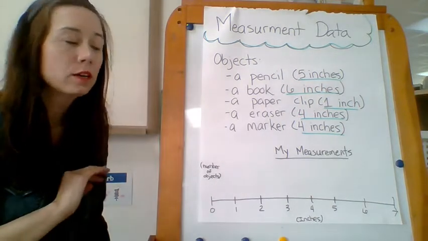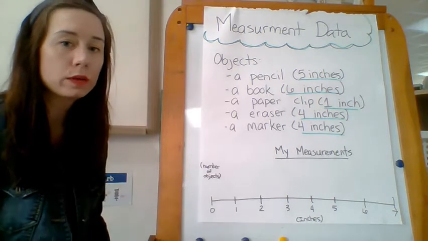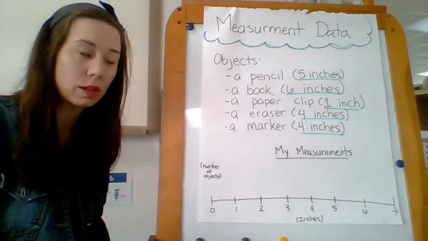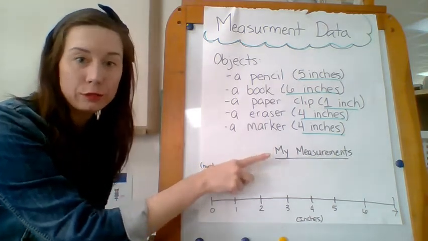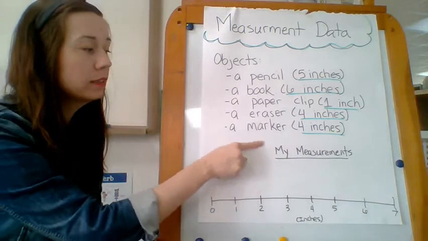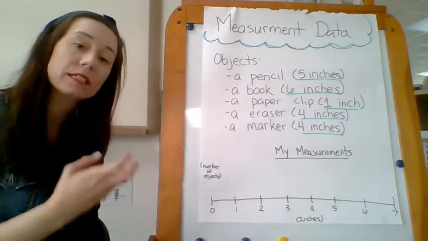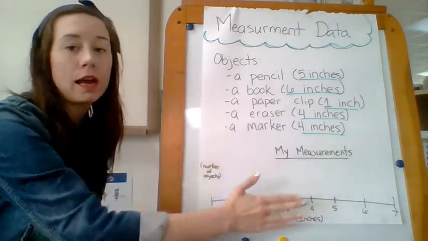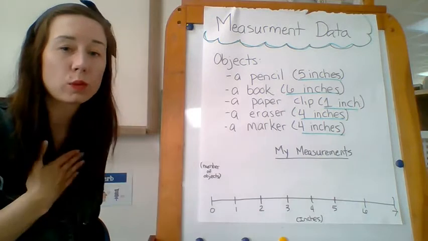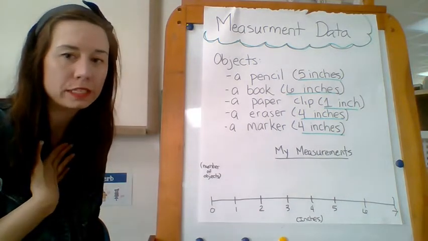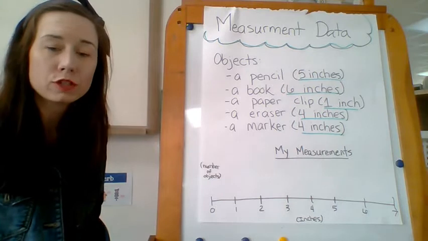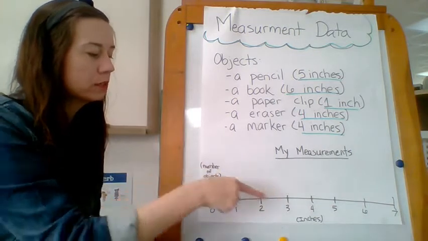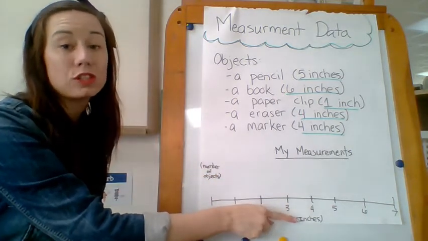So every graph or every plot always needs to have something at the top to tell you what it is all about. Yes, you need a title. My title is called My Measurements because I did them in class. So now you know that anything in this line plot is going to be based on my measurements. I could even say my measurements in inches, but for my labels, I actually have one that says inches.